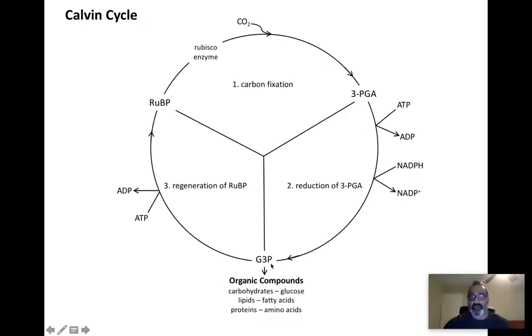Most of the G3P gets regenerated into RuBP, and that's step 3, so that the process can continue and doesn't stop. Step 3 also requires ATP, and it hydrolyzes ATP, forming adenosine diphosphate. All right, and this ADP and that ADP can go back to the light reactions, and NADP+ can also be recycled and used in the light reactions.